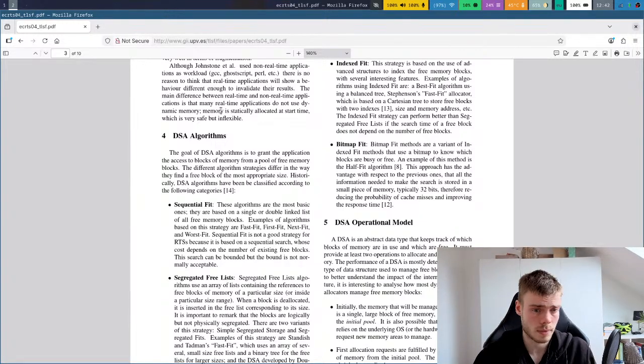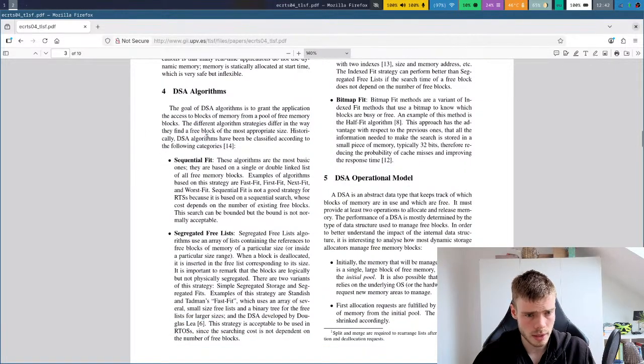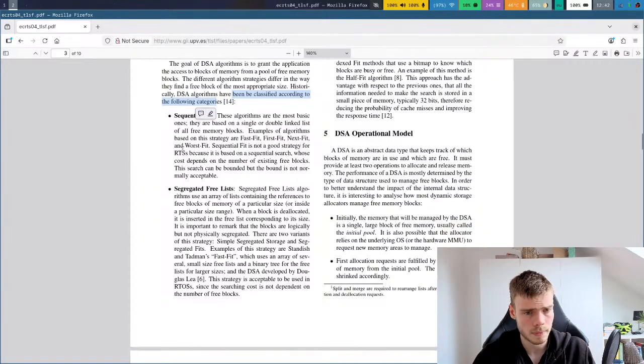The goal of a DSA algorithm is to grant the application access to blocks of memory from a pool of free memory blocks. The different algorithm strategies differ in the way they find a free block of the most appropriate size. Historically, DSA algorithms can be classified according to the following categories.